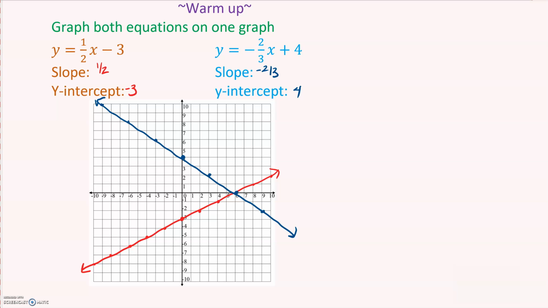For my blue equation, y equals -2/3 x plus 4, my slope is -2/3 and my y-intercept is 4. So on my y-axis, I put a dot at 4, and then I went down 2 and to the right 3. I went down because the slope is negative. If you are still struggling with graphing, make sure that you're talking to your teachers or that you're watching those graphing videos again to get those refreshers. All right.